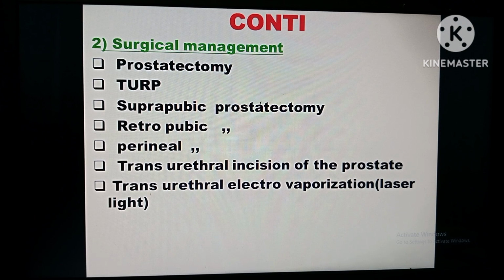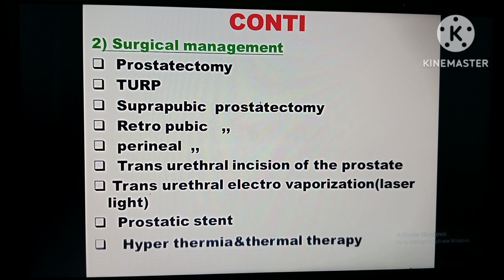The next one is a prostatic stent. It means a tube is placed in the urethra to improve urine flow and empty the bladder. To some extent it will give relief to the client. Hyperthermia and thermal therapy: here high heat energy will be passed to the targeted part or area to destroy the extra growth of the prostate.